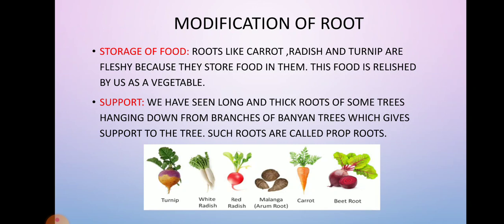Then the next is support. We have seen certain long and thick roots hanging down from some plants, like the banyan tree, which is a very good example of it. In your textbook also you can see that figure 3.7 shows you prop roots of a banyan tree, which help the plant stand in its place. It gives support to the tree. Now the banyan tree is very hefty and heavy, so it cannot stand erect on its own only with the help of the primary roots that it has. So it also grows prop roots which help the plant support and stand in its place.